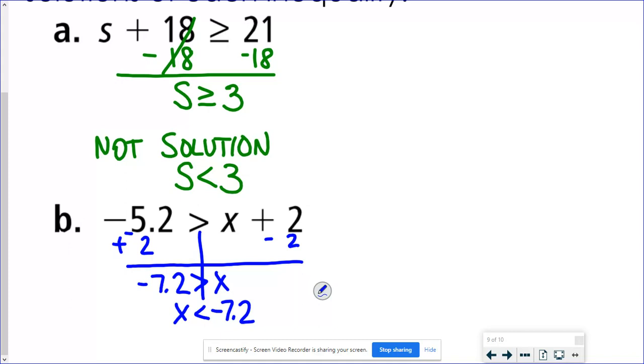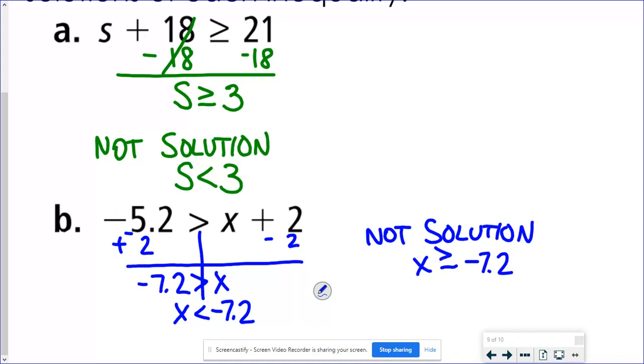So if I want the things that are not a solution, I would want to keep the x. I would want to keep the negative 7.2. But remember now, negative 7.2 is not equal to in this problem. So I know that in the opposite, I will need the equal. And this was a less than, so I would just need to switch it to a greater than. Again, it's just using the exact opposite symbol.